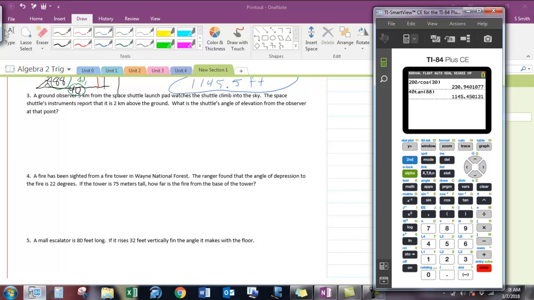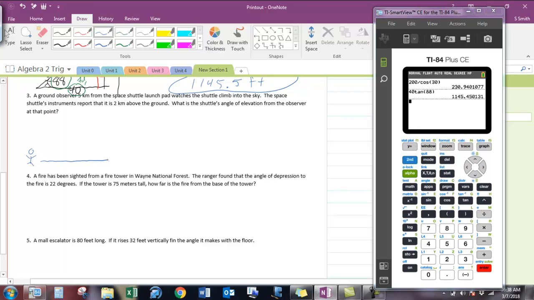Number 3, a ground observer 5 kilometers from the Space Shuttle launch pad. So he's 5K from the Space Shuttle launch pad. He watches the shuttle climb into the sky. I'm not even going to try and draw it. I'm just going to write shuttle.